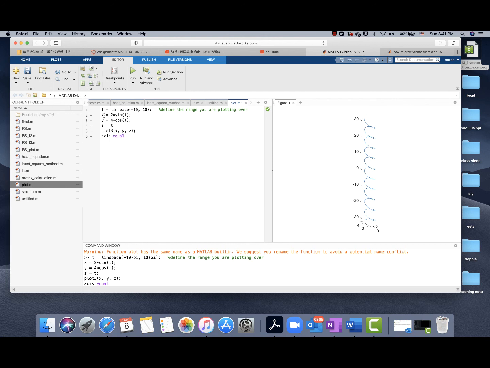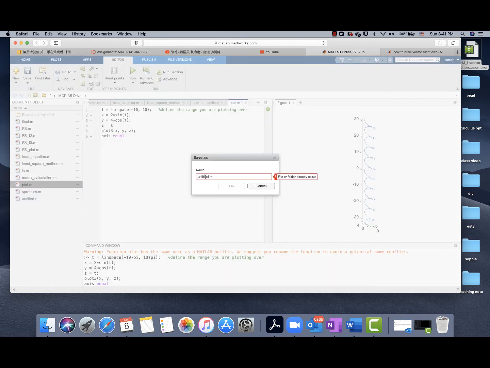And here the function is x equals 2 sine t, y equals 4 cosine t. If I make these the same, xy is going to be a circle, and if I make them different, that means it's going to be an ellipse. And z equals t. And right now we just run the graph.